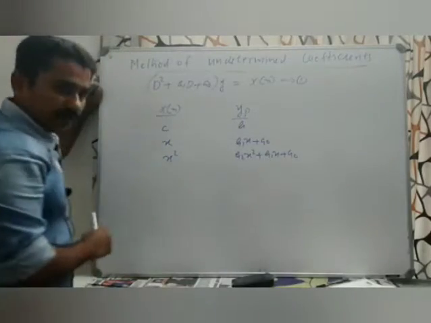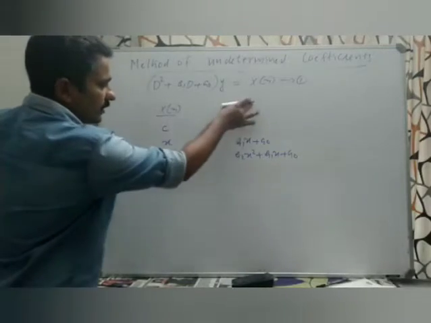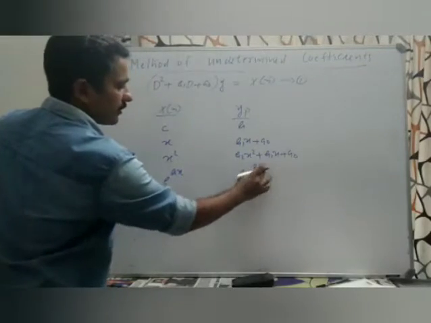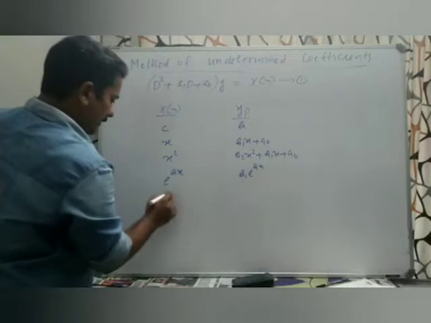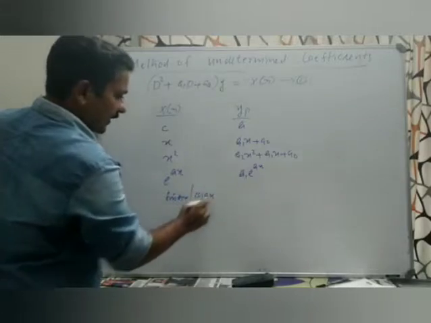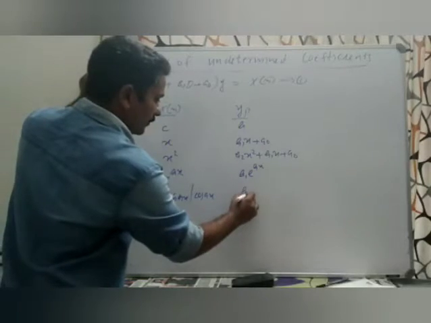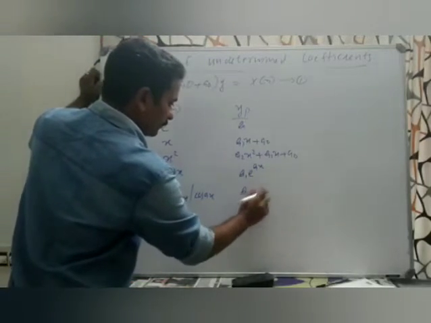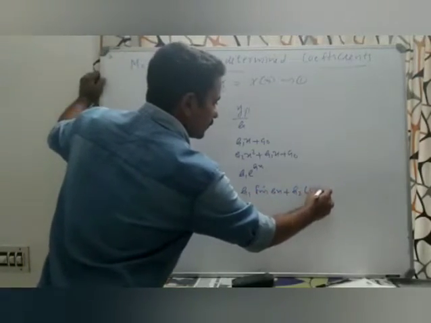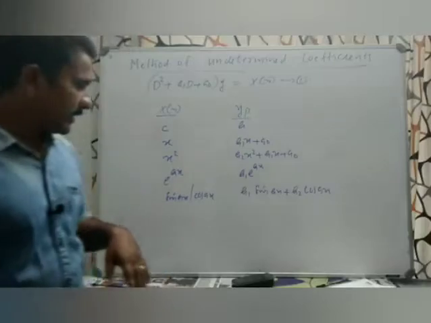a0, a1 and a2. And if it's e to the power ax, then its particular integral is of this form, some a1 times e to the power ax, and this a1 has to be determined. And if it is sin ax or cos ax, then its particular integral is of this form, some a1 sin ax plus a2 cos ax. Here again we have to determine these coefficients a1 and a2.